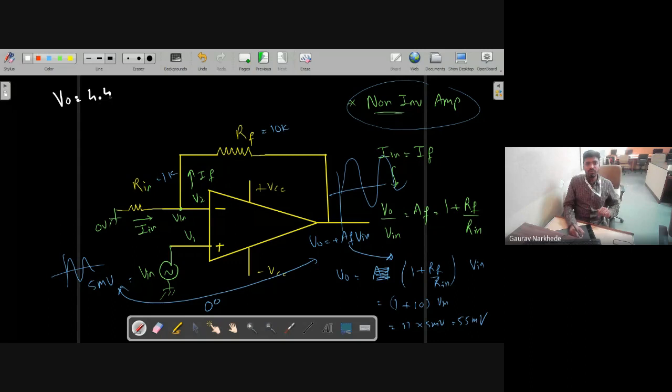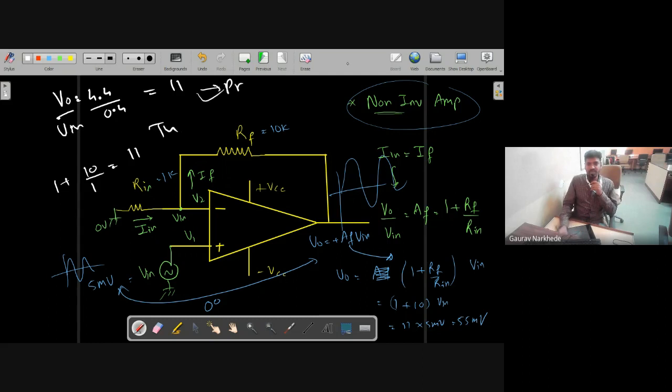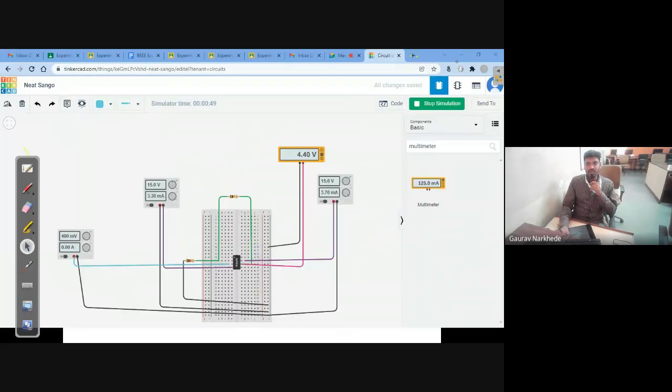Output voltage is 4.4 divided by input voltage is 0.4, so gain is 11. Okay. And practically we will see what gain will come. So the gain will be 1 plus Rf, which was 10 kilo, divided by Rin, so it is 11. So this is the theoretical value, this is the practical value, both the things are perfect, so we can put it in the column, right?